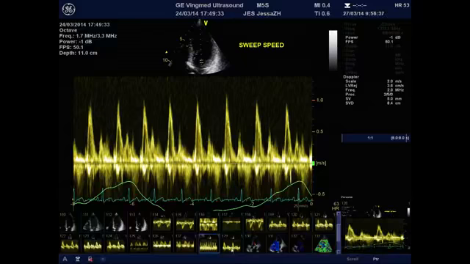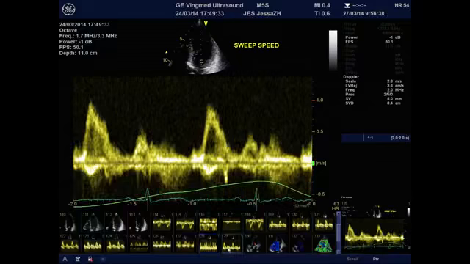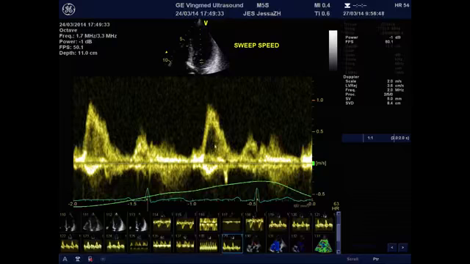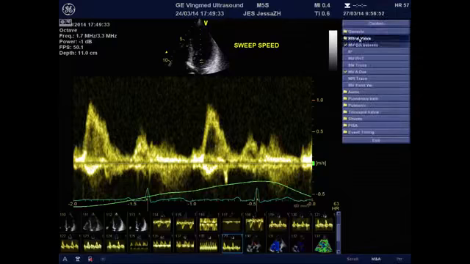One more factor to look at is your sweep speed. To do correct measurements and to measure your Doppler signals well, your sweep speed should be as wide as possible, 100 millimeters per second. At this moment, you can perfectly measure your E, your A, and your duration of the A.